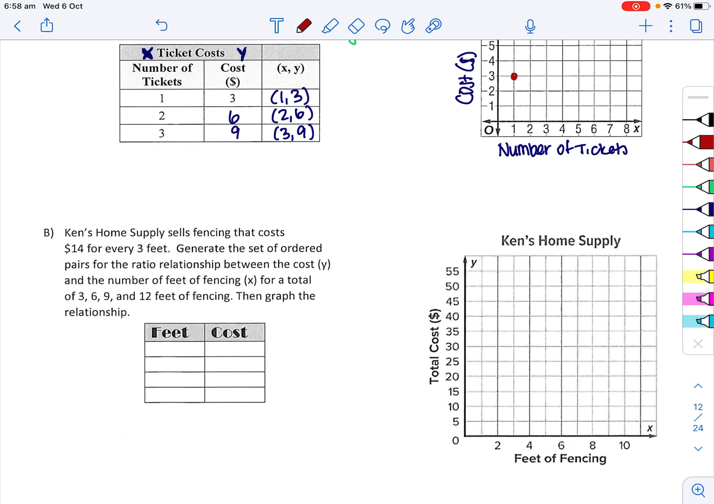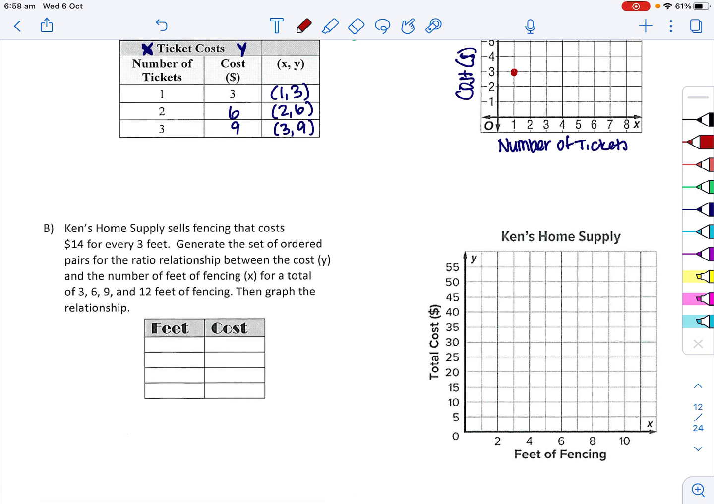Part B is very similar, but now we're using a little bit larger ratio, and the graph you can see is a little bit different. So the bottom counts up by 2s, but every one in between is 1. So if you want to mark those, you can.